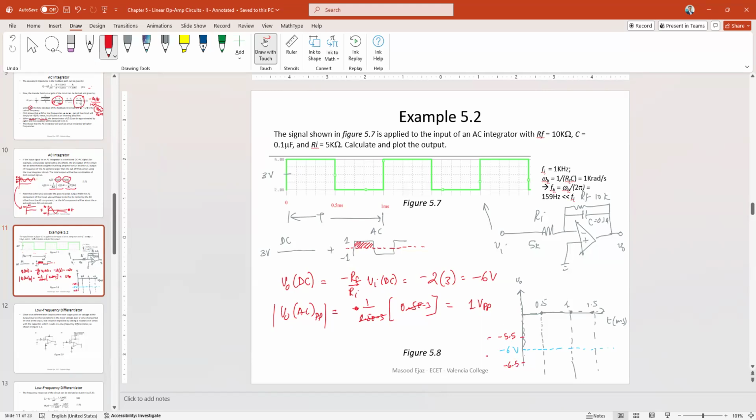Because the peak to peak output is 1 volt peak to peak. So it's going to go from here to here, and then from here to here, and then here. So it will keep oscillating, of course, as the square wave is going to convert into a triangular waveform or ramp signal. And then this will keep on going.